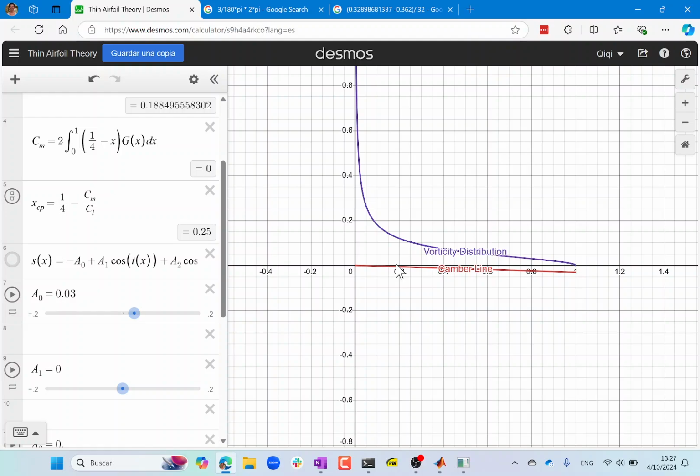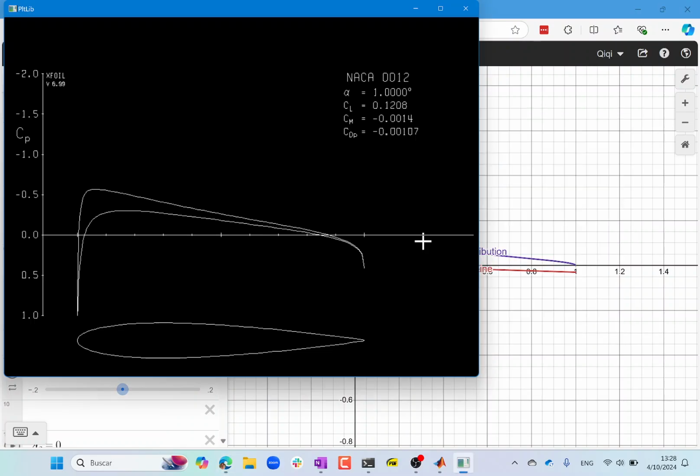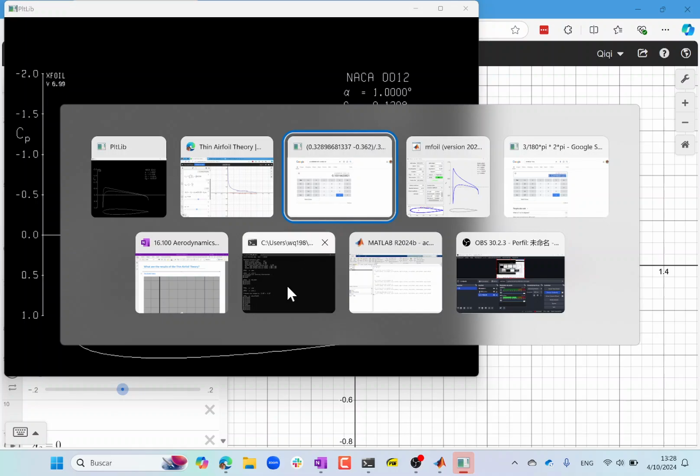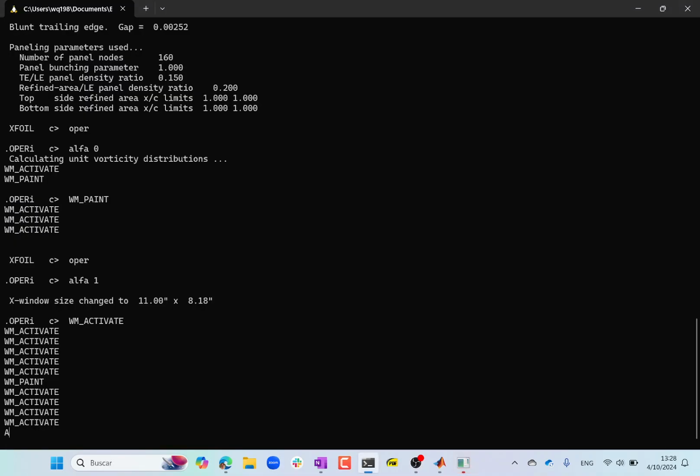Okay, so which means if you integrate this function, a quarter minus x times g, you should get 0. Which I do get, 0 for the decimals. But 0 means the lift is going to be exactly at the quarter chord. Now look at either Xfoil or Mfoil. So Xfoil, let me just get to the same point as you have. Alpha 3.